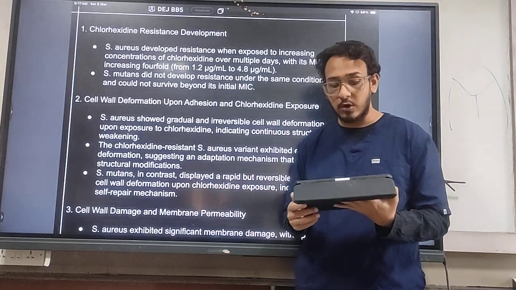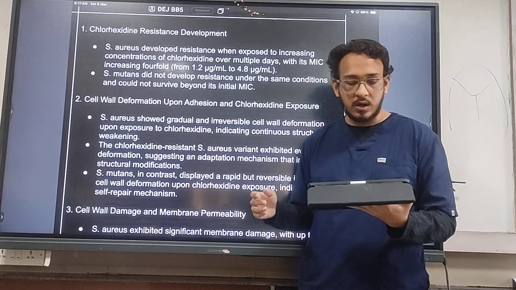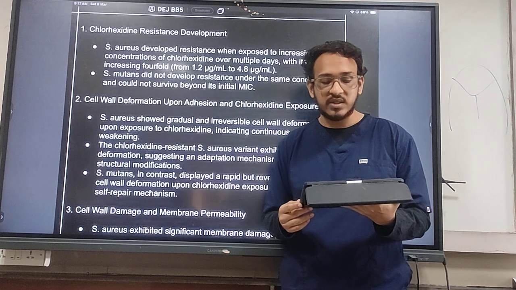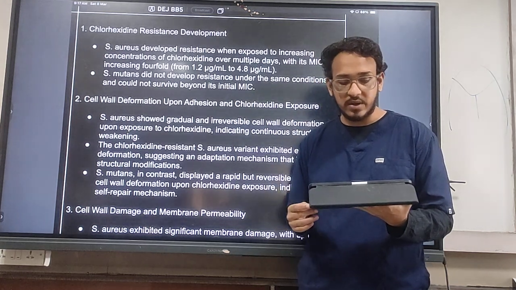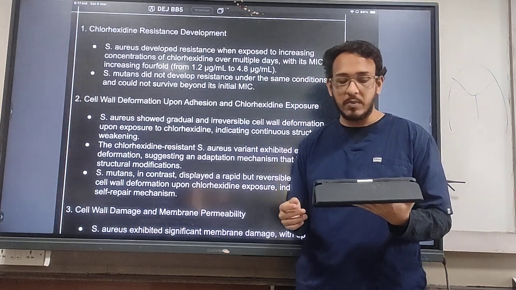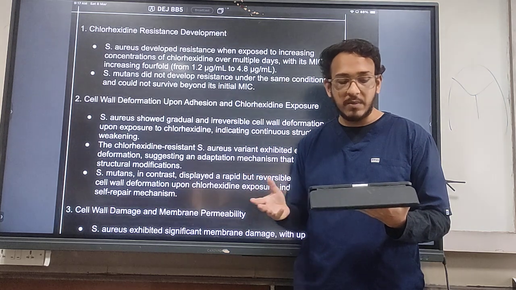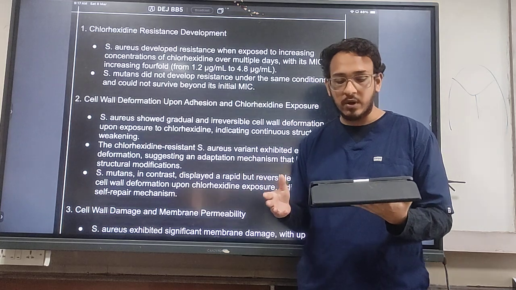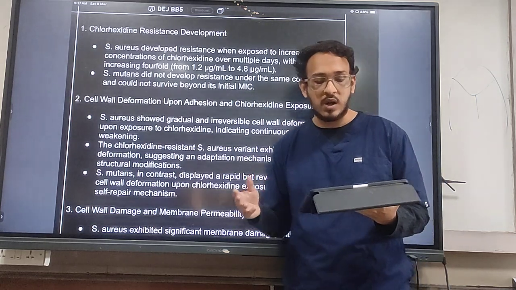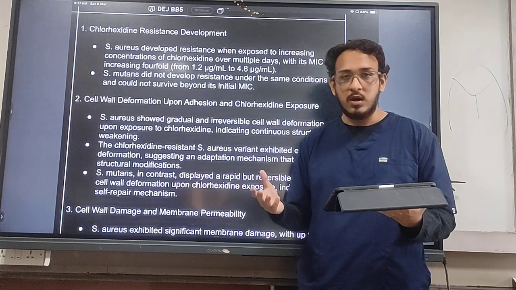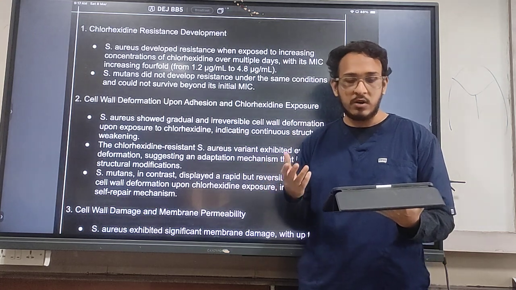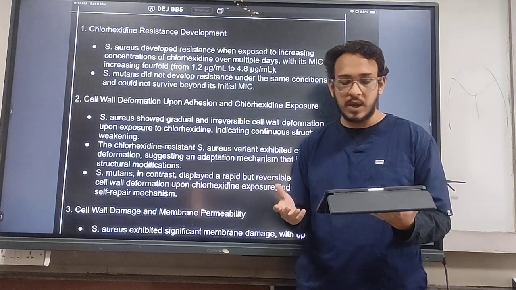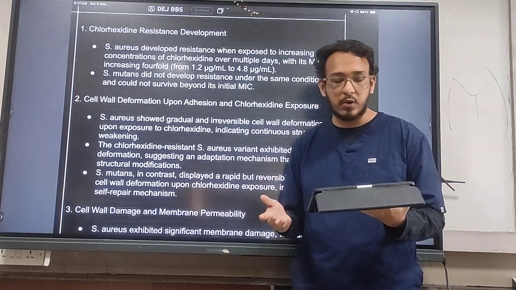The chlorhexidine resistance development in S. aureus. The S. aureus developed resistance when exposed to increasing concentrations of chlorhexidine over multiple days, with the minimum inhibitory concentration increasing 4 times, that is from 1.2 microgram to 4.8 microgram. So earlier, before the resistance development, the chlorhexidine required to kill was 1.2 microgram per ml, that increased to 4.8 microgram per ml.